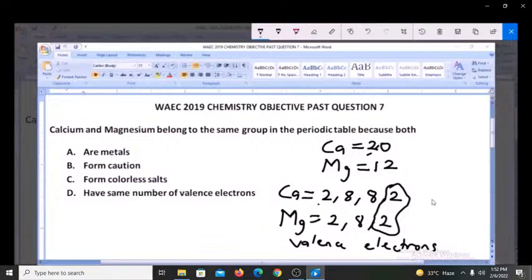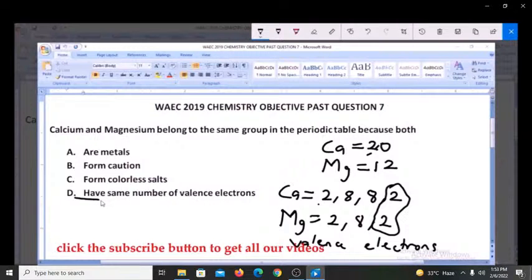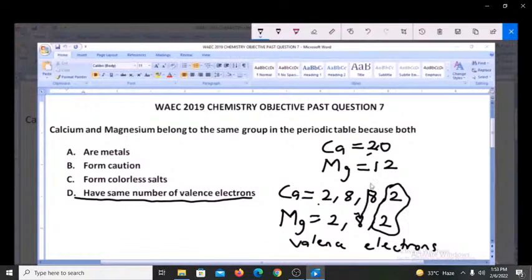So since both calcium and magnesium have 2 valence electrons, they belong to the same group. So the answer is D, as we have rightly established. So we can now see the reason why both calcium and magnesium belong to the same group, and that reason is because they both have the same number of valence electrons, or the same number of electrons on the outermost shell.